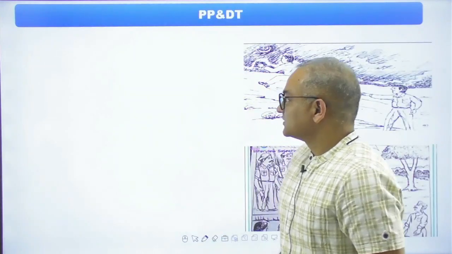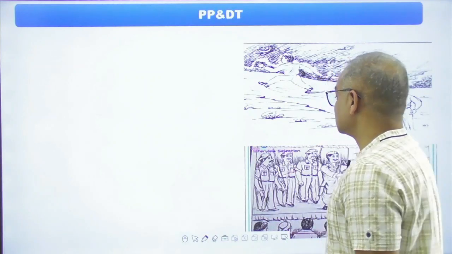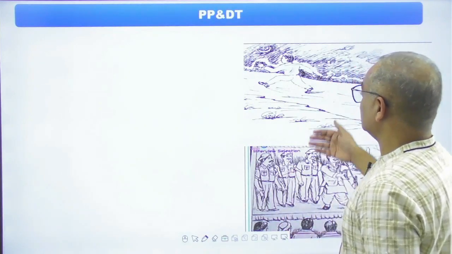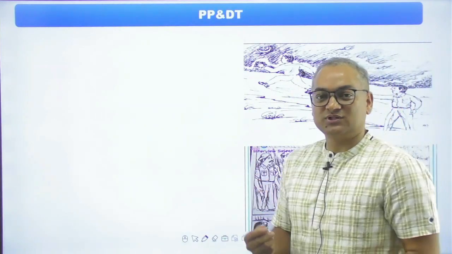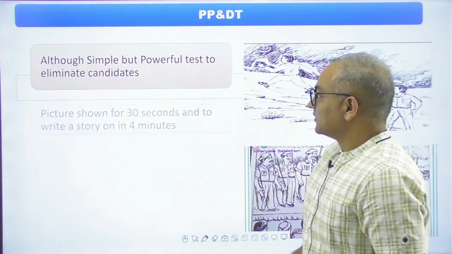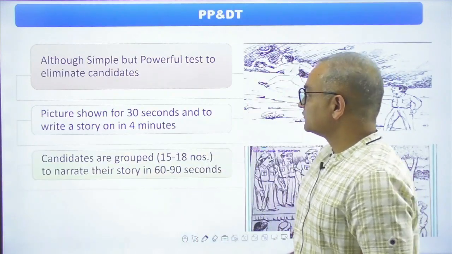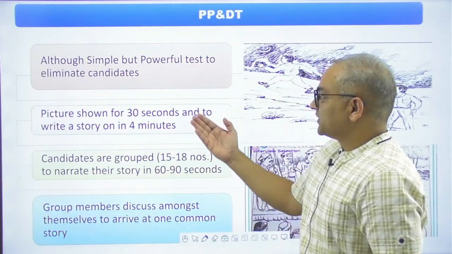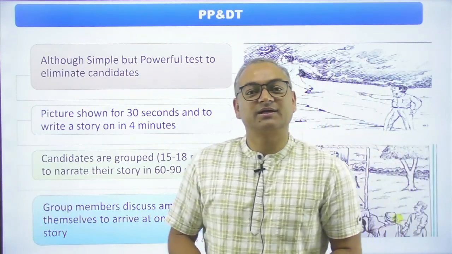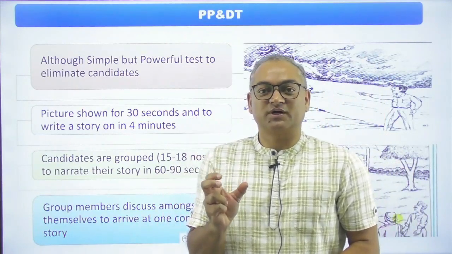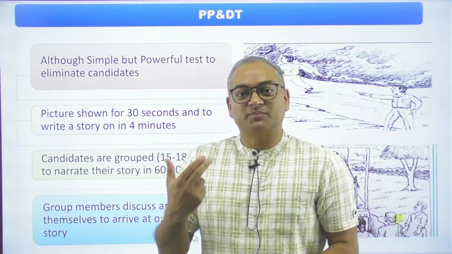And then we come to the Picture Perception and Discussion test. As you can see, these are two pictures which are a little hazy. These kinds of pictures are given to the candidate, and then the candidate has to write a story on that. The picture is shown for 30 seconds and the candidate has to write a story on that particular picture in a short span of 4 minutes.